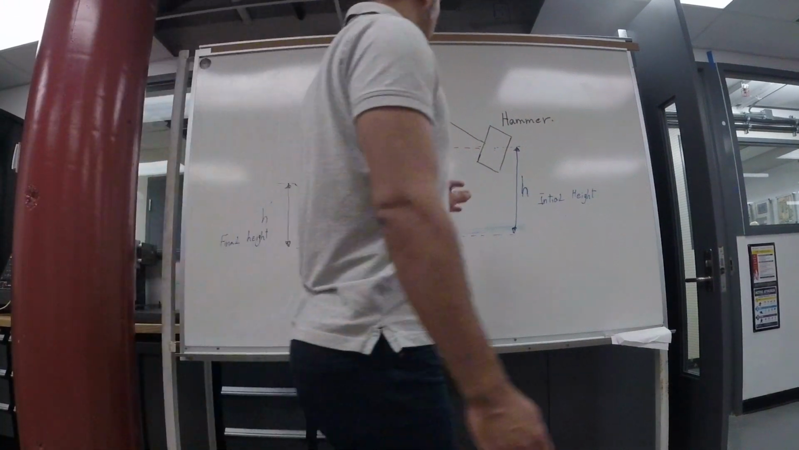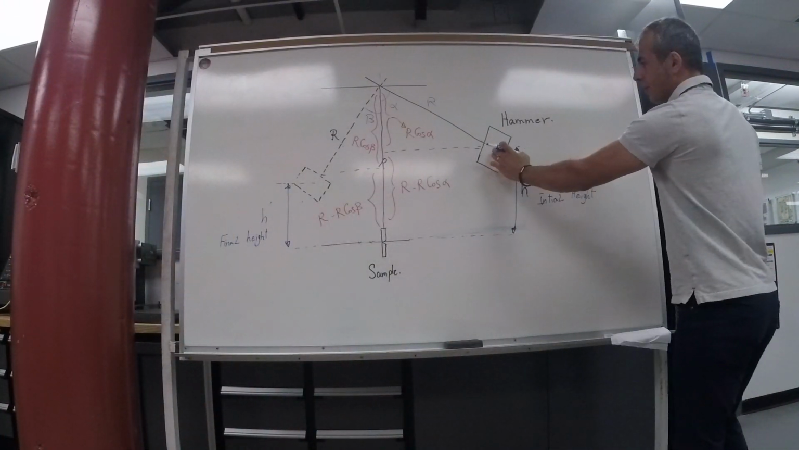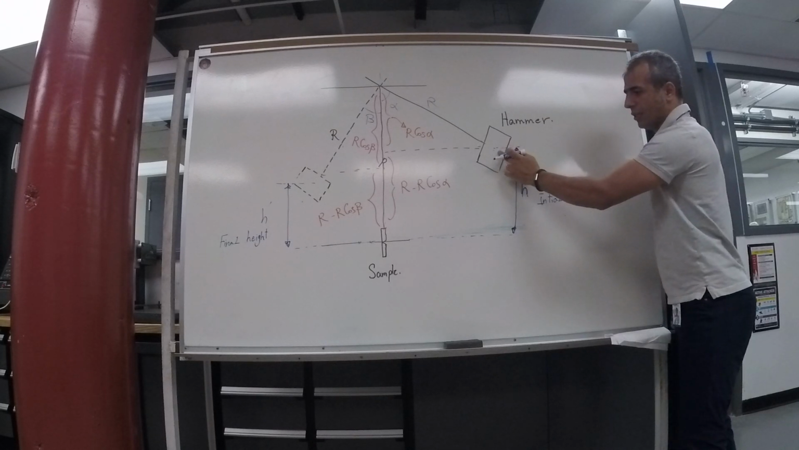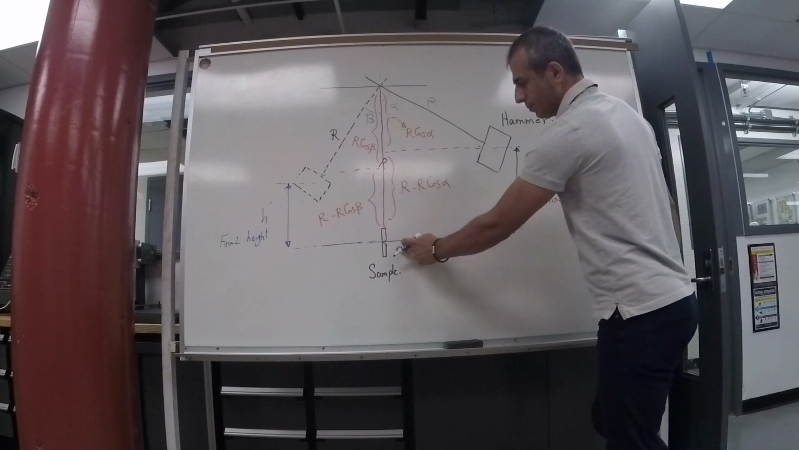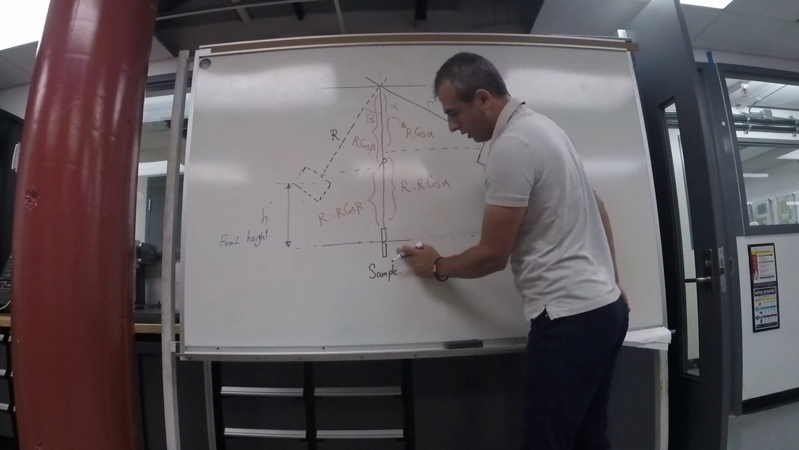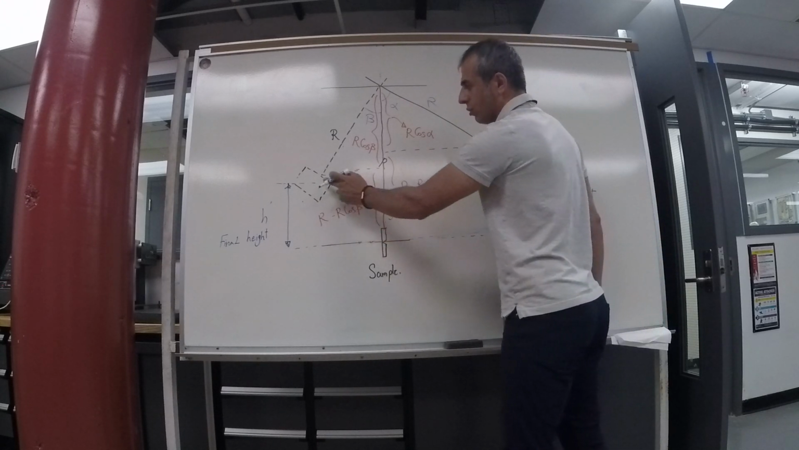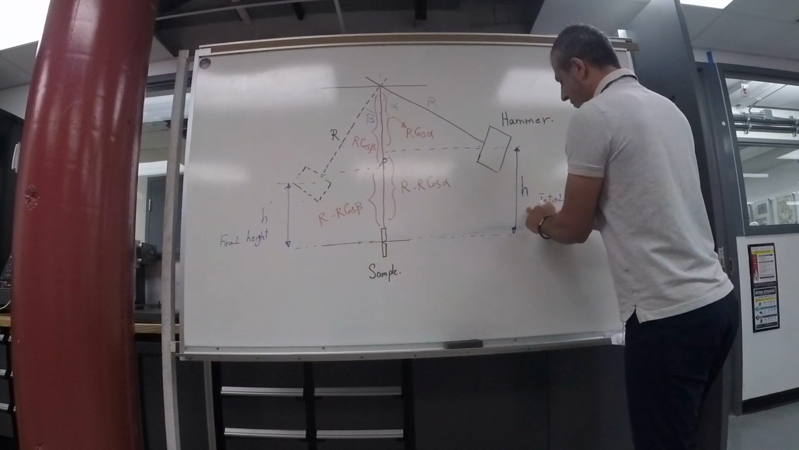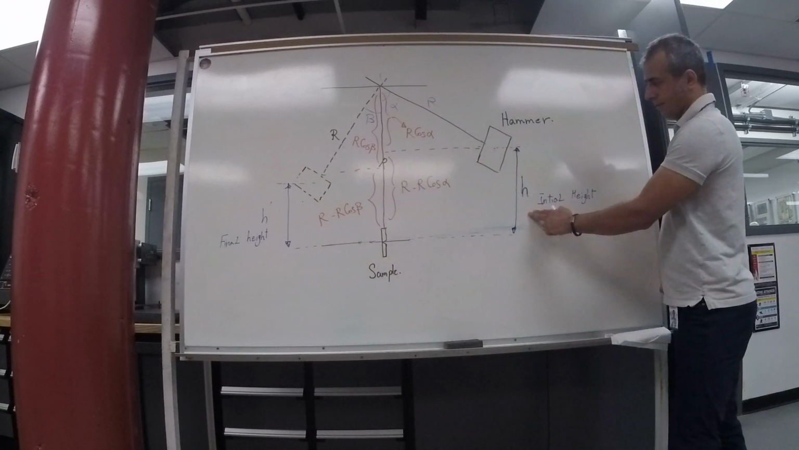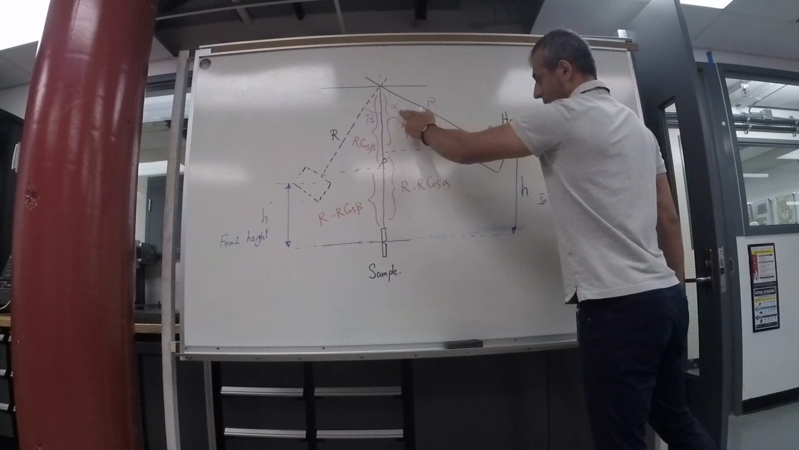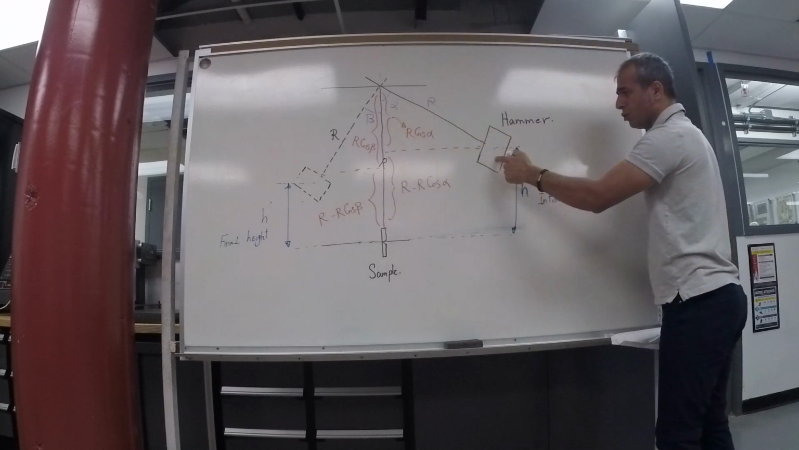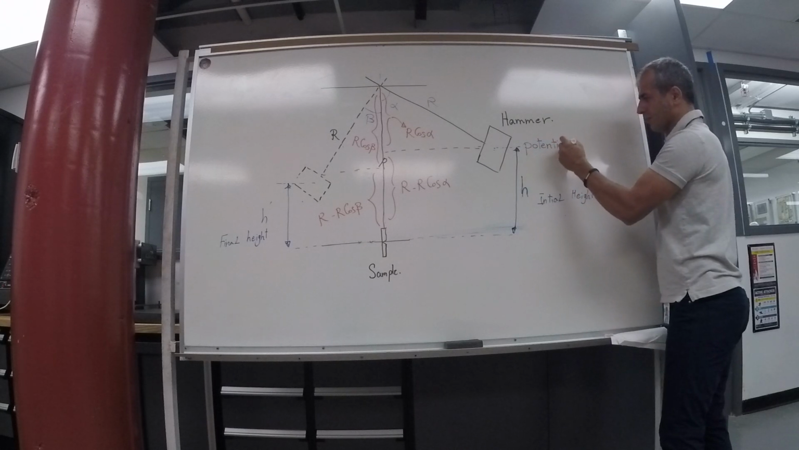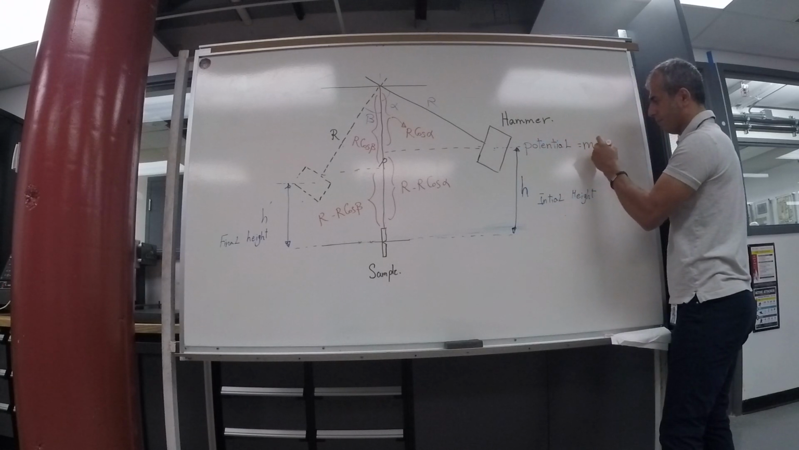So here's our hammer. This is the initial point, and we release it. It's going to just hit our sample here and go to the final position. So when it is in the initial position, we have an initial height with an angle. There is a potential energy here equal to mgh.